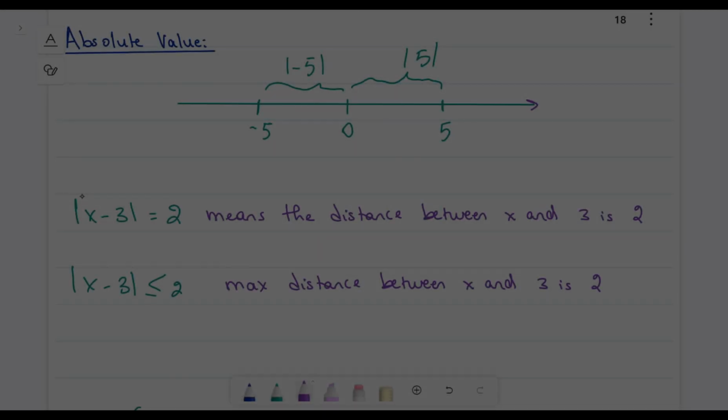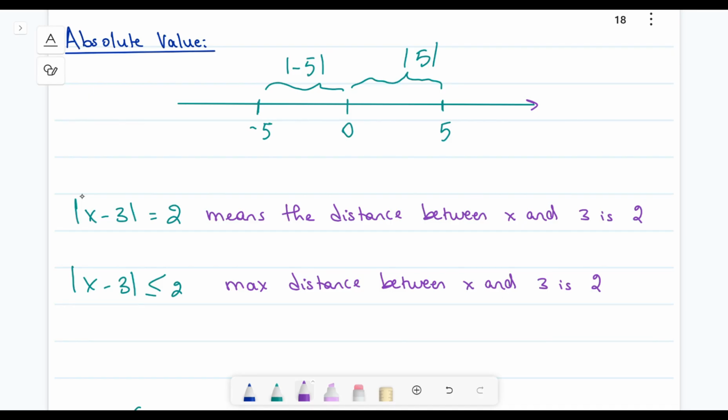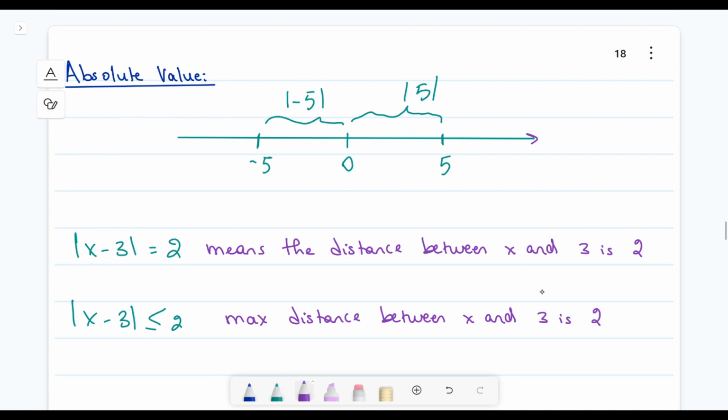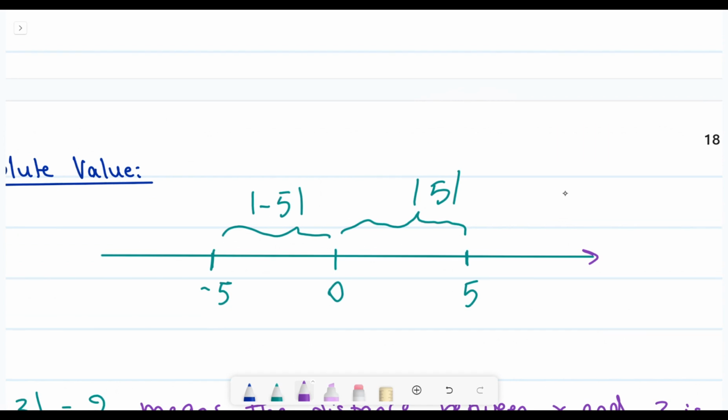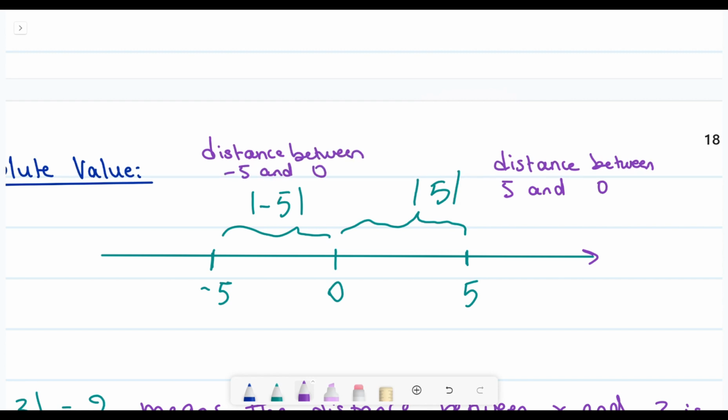So now we will move on to absolute values. I will start by telling you that the absolute value is a distance, and the distance is always positive. So the absolute value of 5 is the distance between 5 and 0 on the number line, and the absolute value of negative 5 is the distance between negative 5 and 0 on the number line.